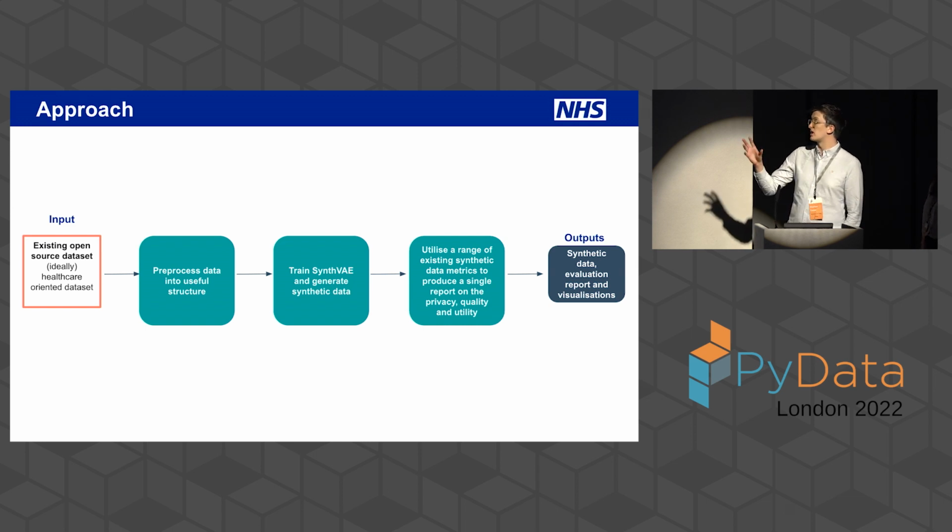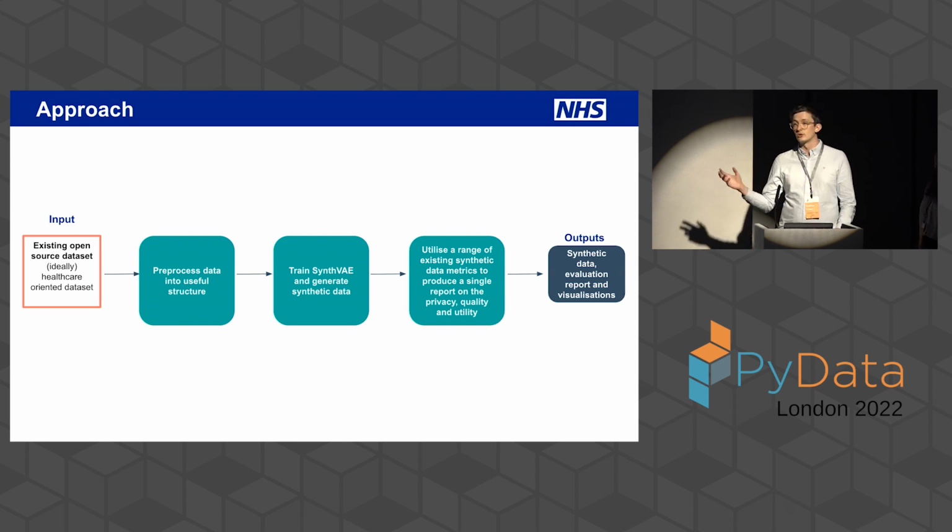So again, this nice approach diagram. This was what we planned to do. We wanted to take an existing open source data set, using that concept that I mentioned earlier, and ideally we wanted it to be healthcare oriented. We were going to pre-process it into a structure that was useful to us. We were then going to take SynthVAE, the synthetic data generation model, train it, and generate some synthetic data with it. And then the biggest and I guess most substantial and useful part was we were going to take a range of existing metrics for evaluating synthetic data and put them into a report that reported on privacy, quality, and utility. And the output was going to be the synthetic data, a report, and some nice visualizations to summarize what we found about the data.